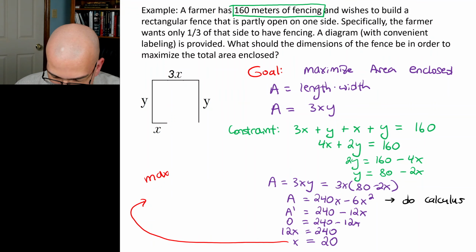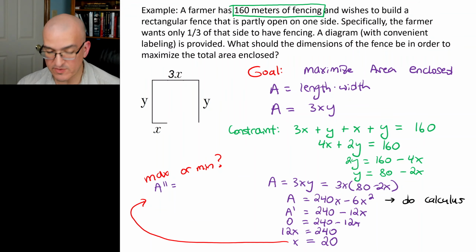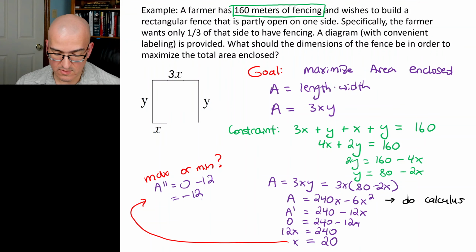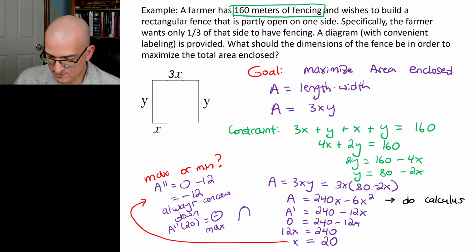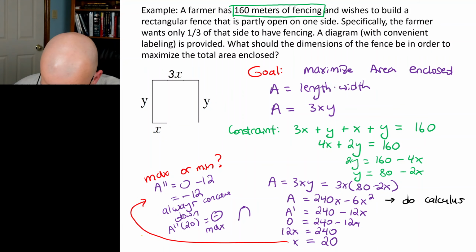Max or min? So let's find A double prime. A double prime is equal to the derivative of A prime. Derivative of 240 is 0. Derivative of negative 12x is negative 12. So always negative, always concave down. A double prime at 20 is negative, so it's a max. It has this shape. So that's our answer.